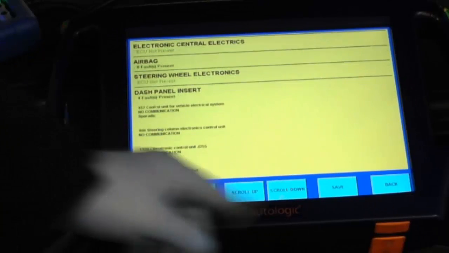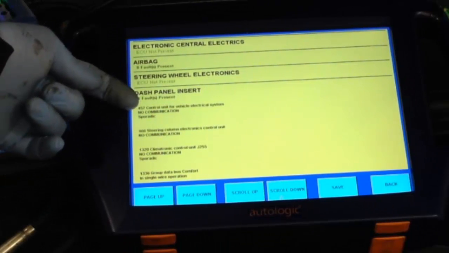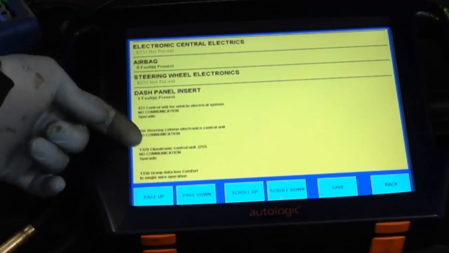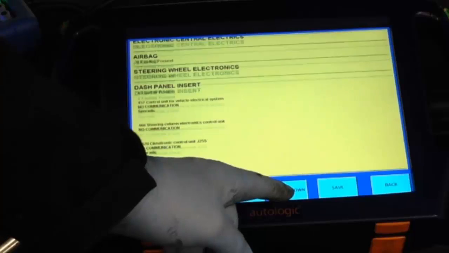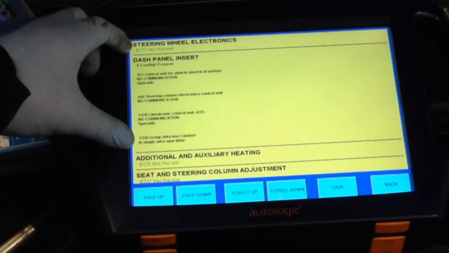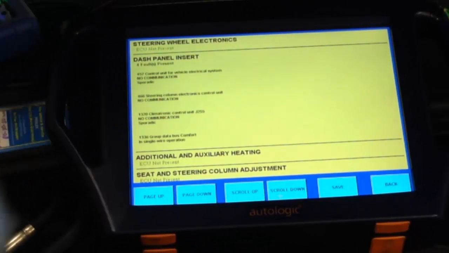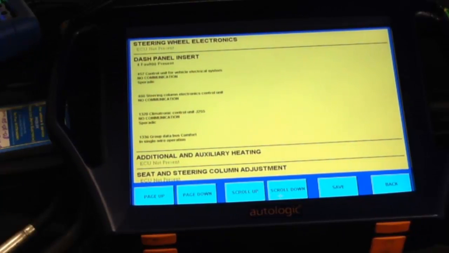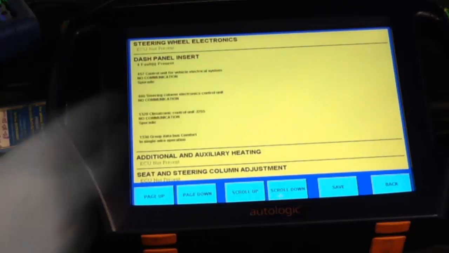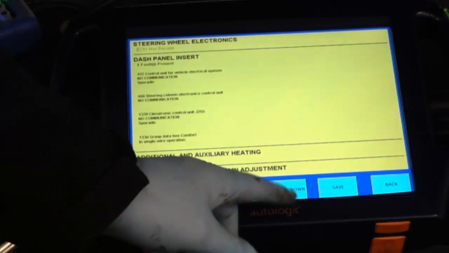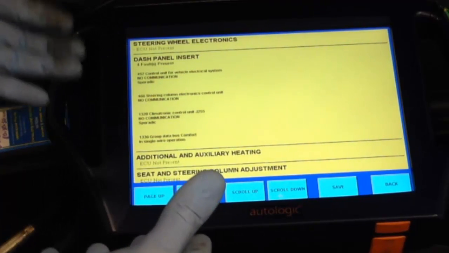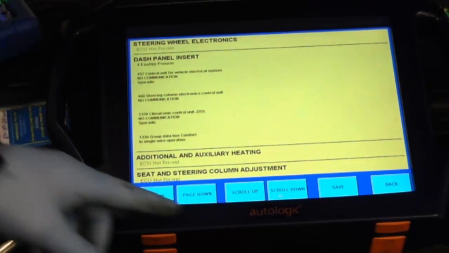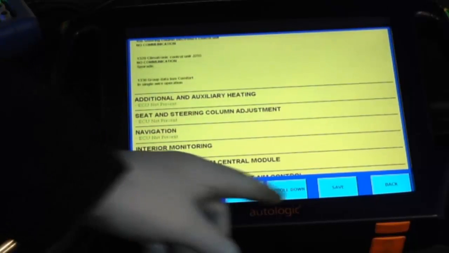Dash panel inserts: no communications, vehicle electric, central steering column, climatronic control unit, group data bus and single wire mode. So the dash panel also gives us further indications that we're looking potentially for a wiring fault. Now, it could be a wiring fault, it could be one of the units on the data bus pulling that wiring down, it could be a chafe or a rub. So what we are getting from the scan tool at this stage is some indication that we've got a wiring fault and a communication issue. Let's scroll down.